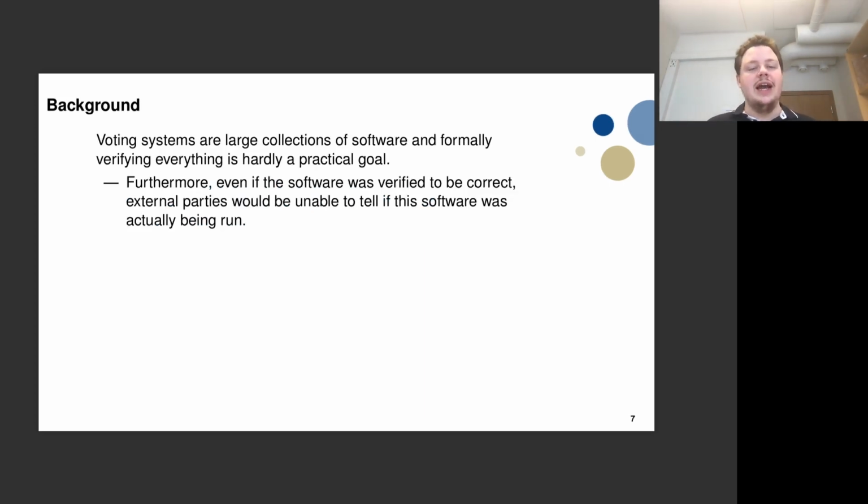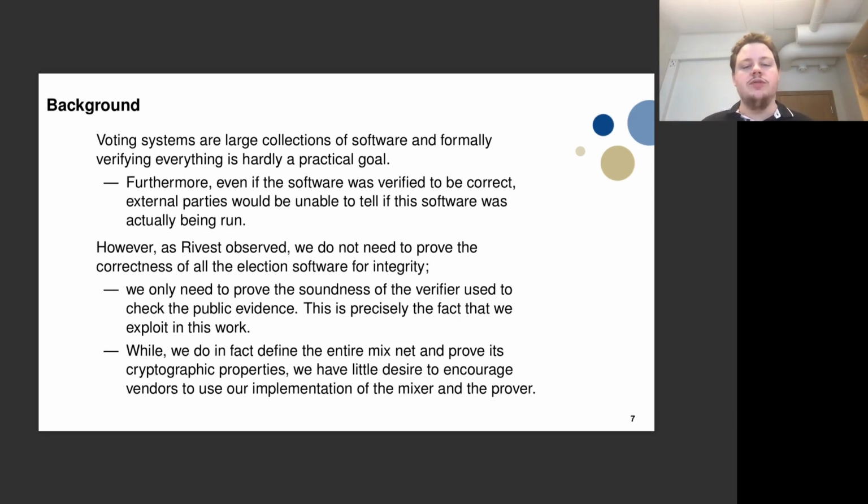So voting systems are a very large collection of software, and formally verifying everything is hardly a practical goal. There's just too much stuff that we'd like to verify, and moreover, even if we knew the software was correct, we wouldn't actually know that the election management body was running the software they said they were running. The techniques for remote attestation and so on don't really work in this threat model. However, as has been observed, we can use a whole bunch of cryptographic techniques to have something called software independence. This is the idea that the system should produce public evidence, which we can independently check, which should then prove that the result it output was actually correct. So again, this is called software independence.